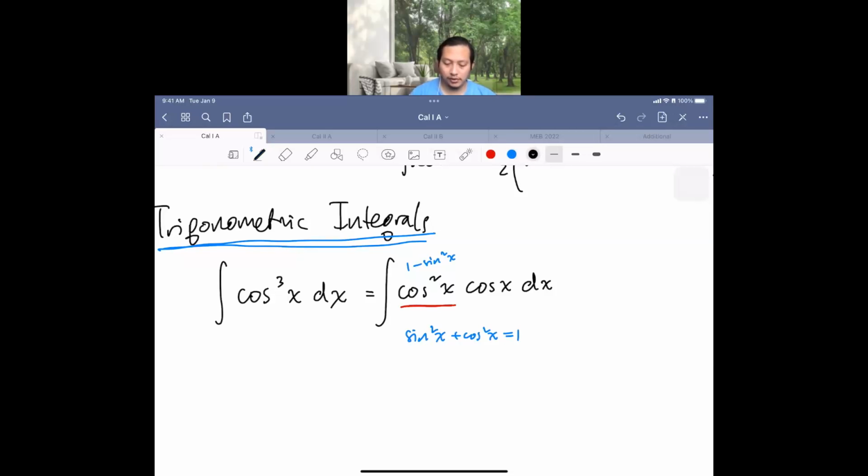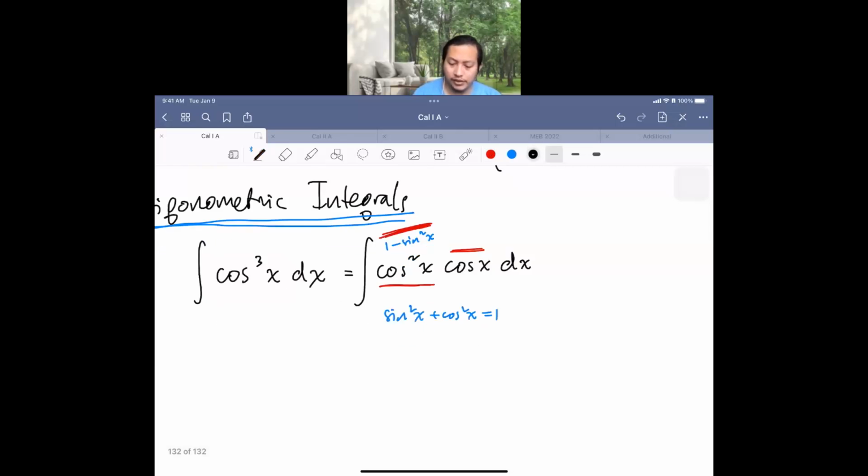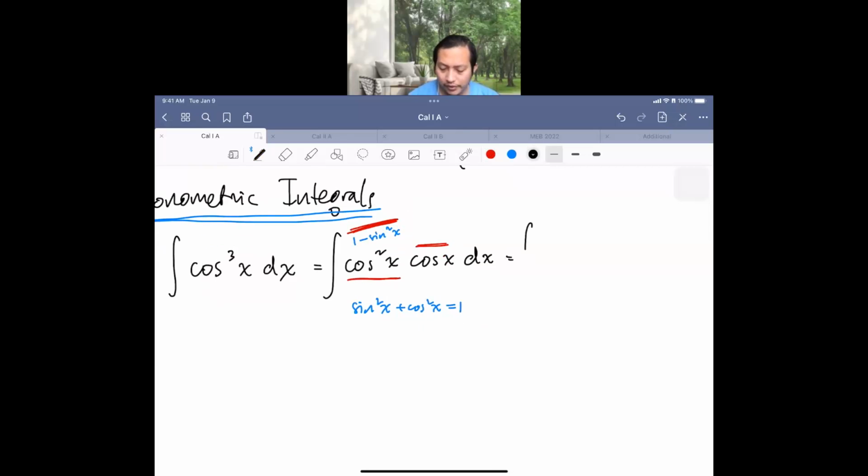Why are we doing this? Because we know that we can have some connections between this 1 minus sine squared and cosine, because if we differentiate, if we use the substitution method, maybe we can have some relation. So let's just write this first: 1 minus sine squared x multiplied by cosine x.